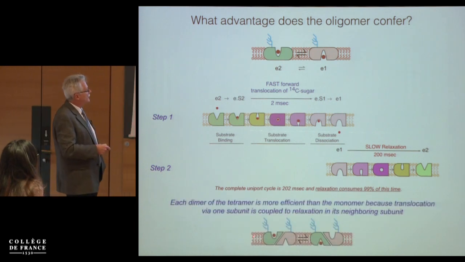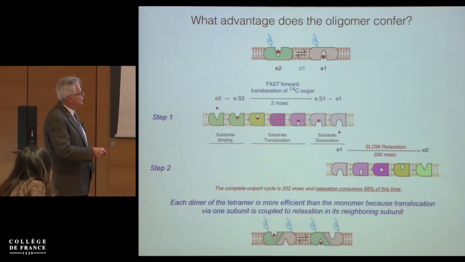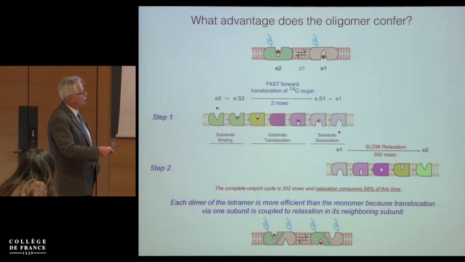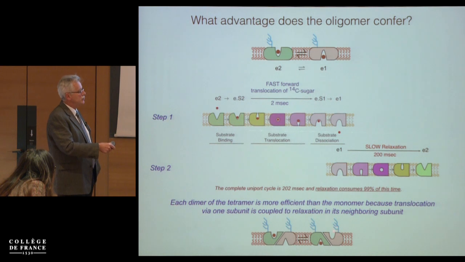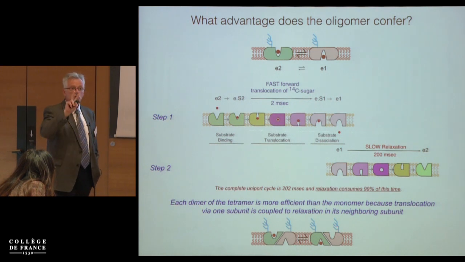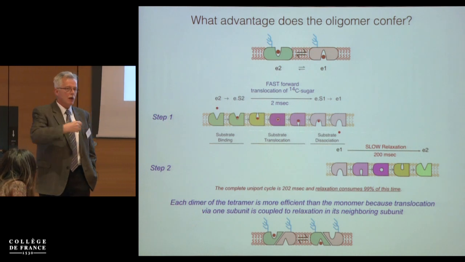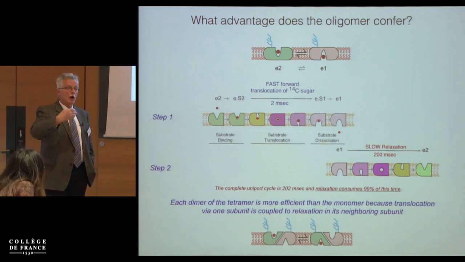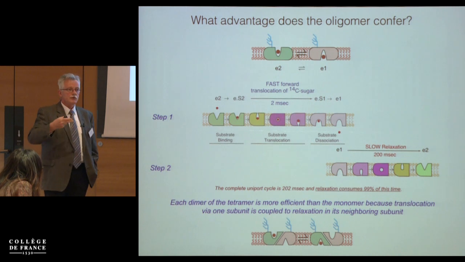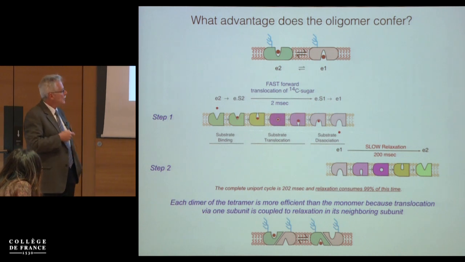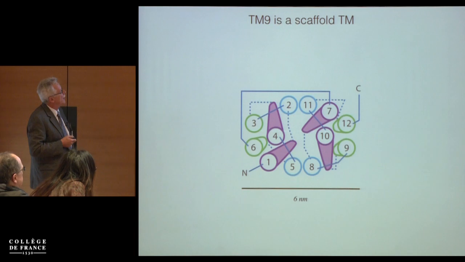Each dimer of the tetramer couples translocation through one subunit, the green one, to the regeneration, or relaxation, of the adjacent subunit. So it takes us twice as much transporter to accomplish this, but potentially each subunit could be 100 times faster. We think that's the explanation for that.